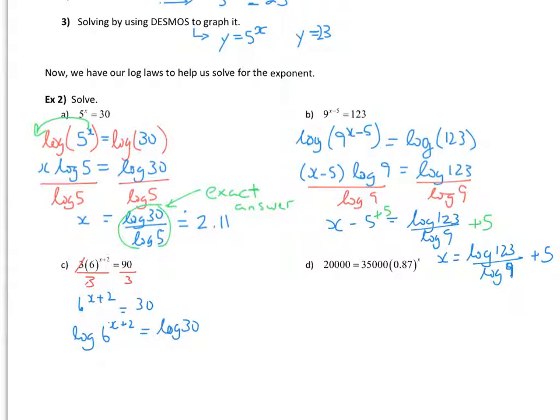And then again, power law of logs, I'm going to have that x plus 2 comes down front. Make sure that's in brackets because that's all of the exponents, so that whole thing is multiplying the log of 6. That's equal to the log of 30. Divide both sides by the log of 6.